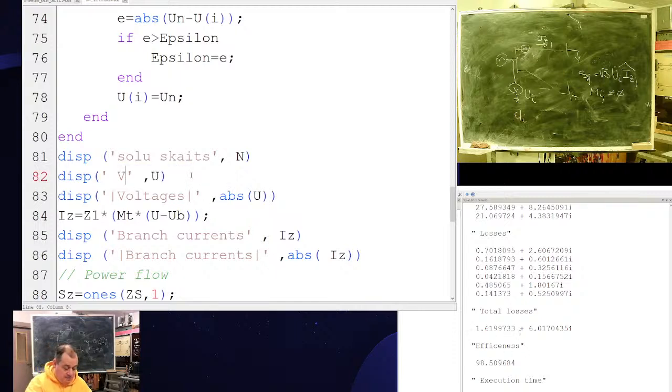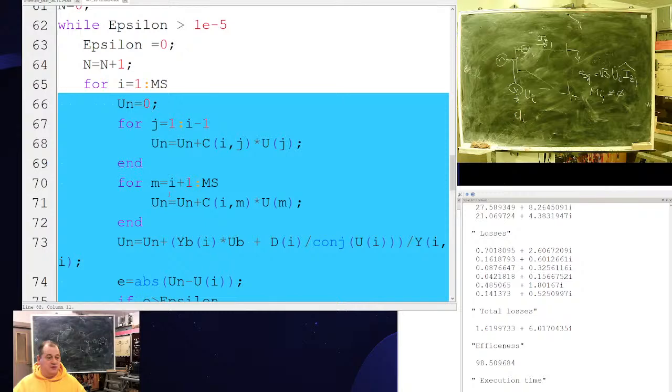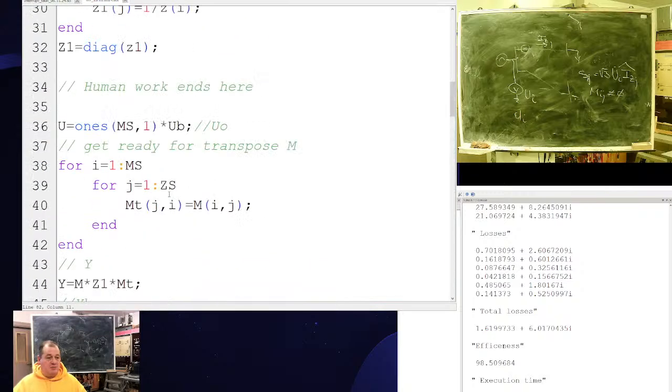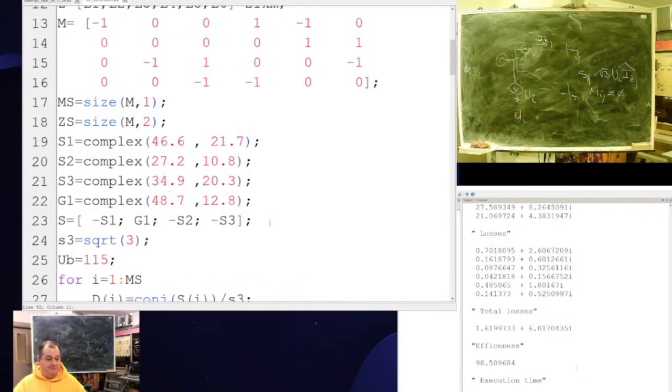Gain voltages. What's this? Voltages. Strange thing. Okay, maybe some questions? No. Questions? No. No. That means, what can I do?